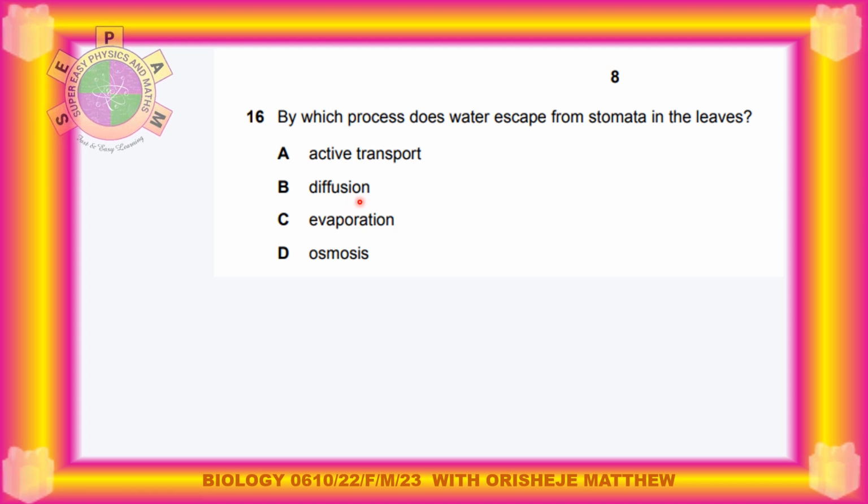Then diffusion is the movement of molecules from high concentration to low concentration without a semi-permeable membrane. Then evaporation is the conversion of water molecules to gas. Then osmosis is the movement of water molecules from high concentration to low concentration through a semi-permeable membrane. Now in the stomata, there is no semi-permeable membrane, but you have an opening, so the answer is diffusion. But most students mistake it and pick evaporation, and they were wrong.